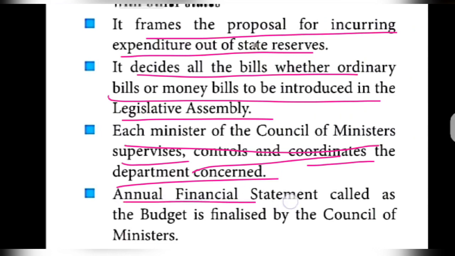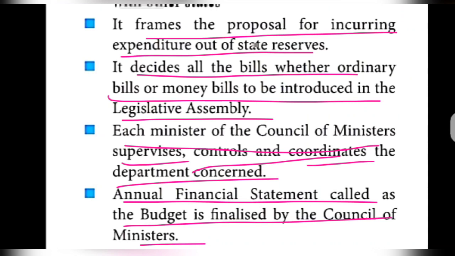The next one, the annual financial statement, otherwise called the budget. Who finalizes the budget? In the sense, the Council of Ministers. So the Council of Ministers only finalizes the budget. Budget is otherwise called the annual financial statement. Children, it's very, very easy. Very few points are there under the functions as well as the powers of the Council of Ministers. You can easily learn, children. Once you read, you can easily understand.